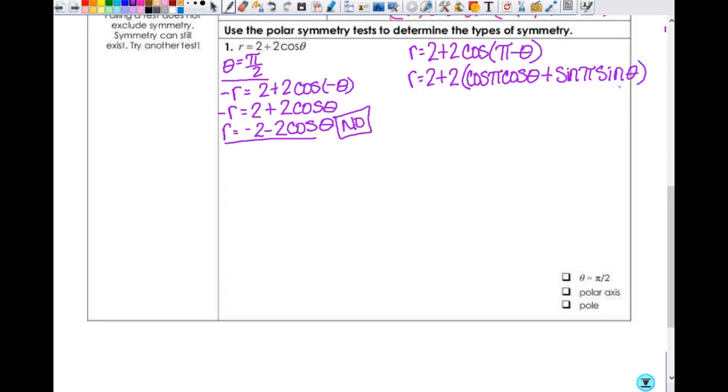Everybody good so far? So I don't want to distribute that 2. I'd rather clean up what's in the parentheses first. I mean, you could distribute the 2, but I'm not going to do that. So it's 2 plus 2 times. All right, what's the cosine of pi?